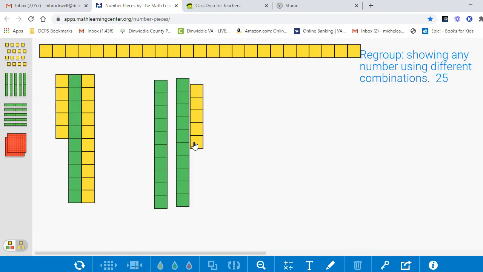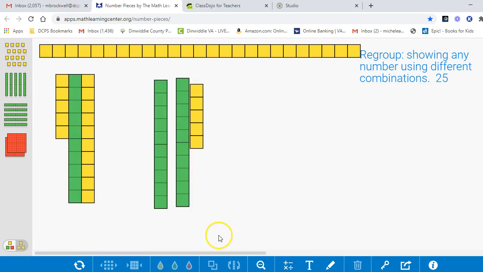You know, it's almost like a recipe. You can make a cake with different ingredients and it's still a cake. You can make cookies with different ingredients and it's still a cookie. Different combinations to make the same thing, okay? So that's one way that you can represent the word regroup by using different combinations, all right?